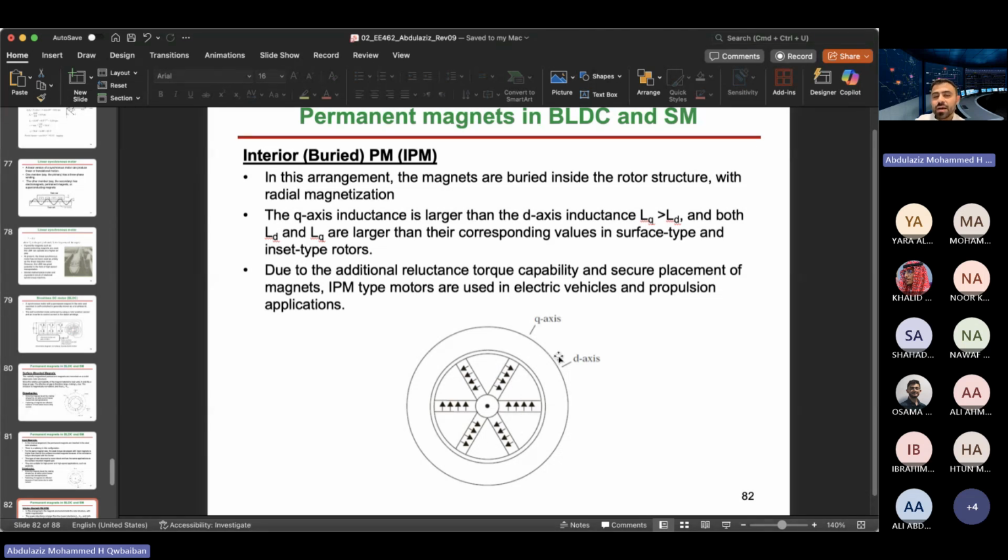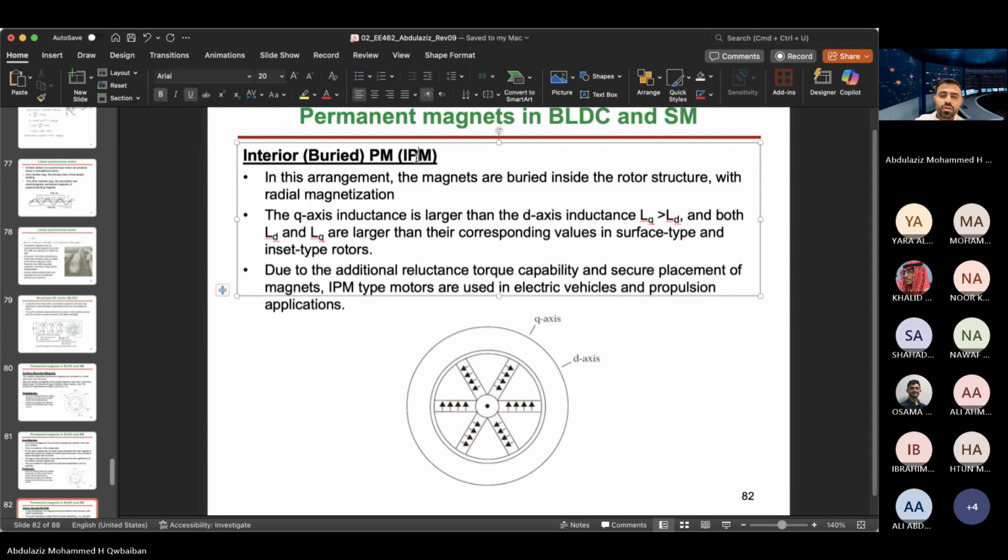And again, this is salient because the rotor is not a pure circle. Clearly, we treat magnets as air, so this rotor is not a circle. And electric vehicles use this. EVs use IPM. If you open Delta, they use IPM, interior permanent magnet, or buried. And this arrangement can bury magnets into different shapes. Q-axis inductance is larger than D-axis. So this is clearly a salient application.